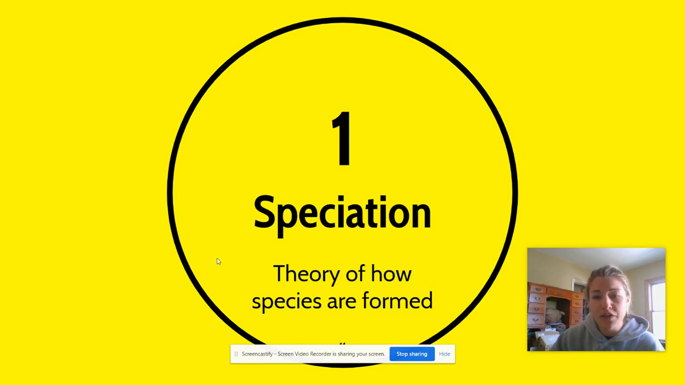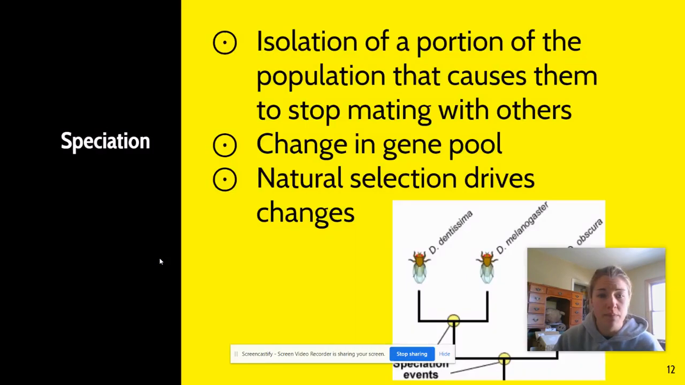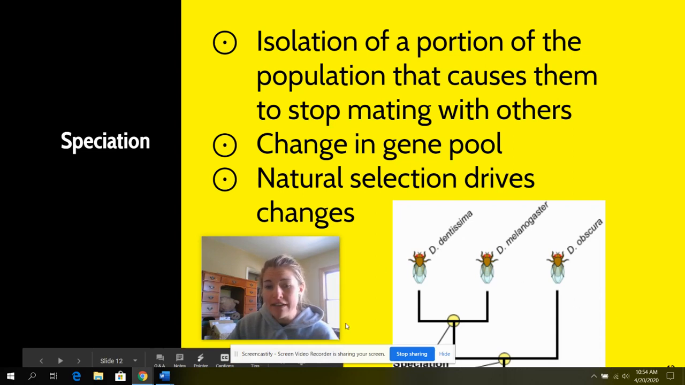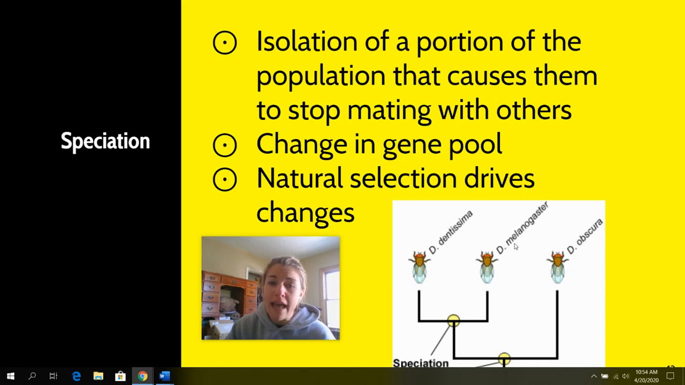So, the theory of speciation is how species actually form. Speciation is an isolation of a portion of the population that causes them to stop mating with others. So, if two groups can no longer mate, that is going to make them a new species. Down here, we have an example with some fruit flies, where the DO, DM, and DD fruit flies' genetics changed so much that they were no longer able to mate with each other. Natural selection is going to drive these changes.